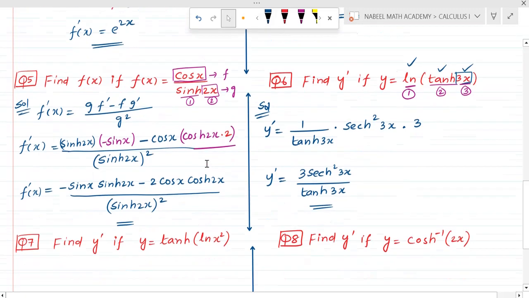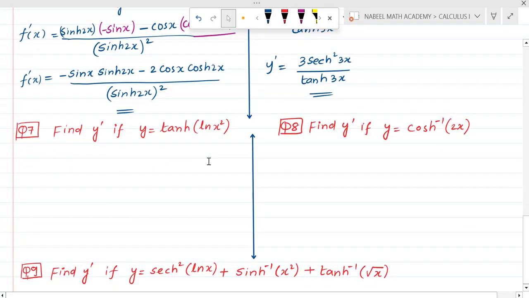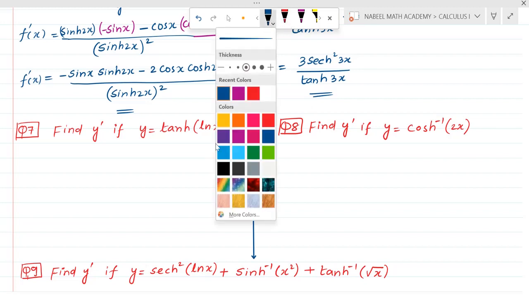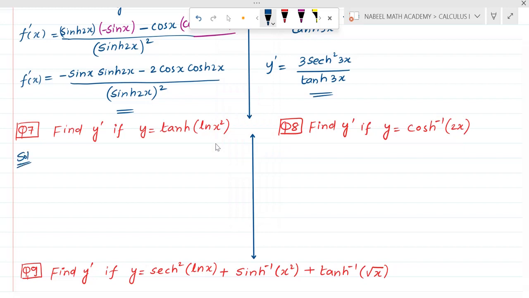Now we will go to the next one. We will solve one more problem with the chain rule. See here, here also it is a chain rule, because you will have a function of a function. How is it a function of a function? This is number 1, tanh x, tanh. Then number 2, ln. And number 3, this one. Or otherwise, you can write the same function in a simplified form.